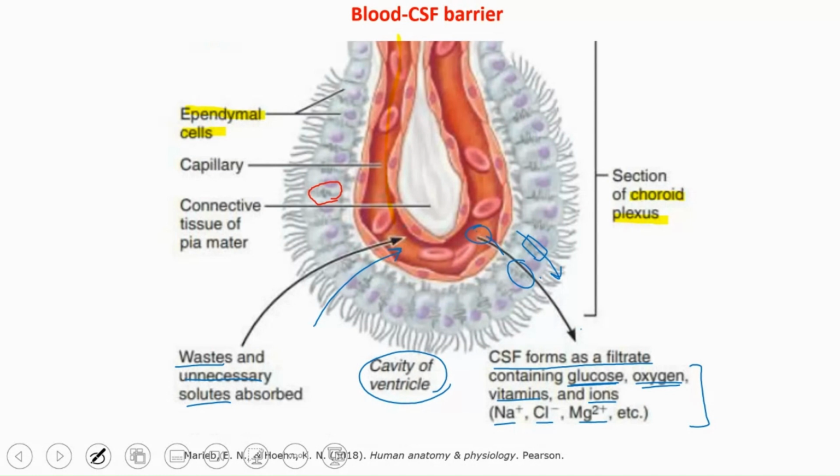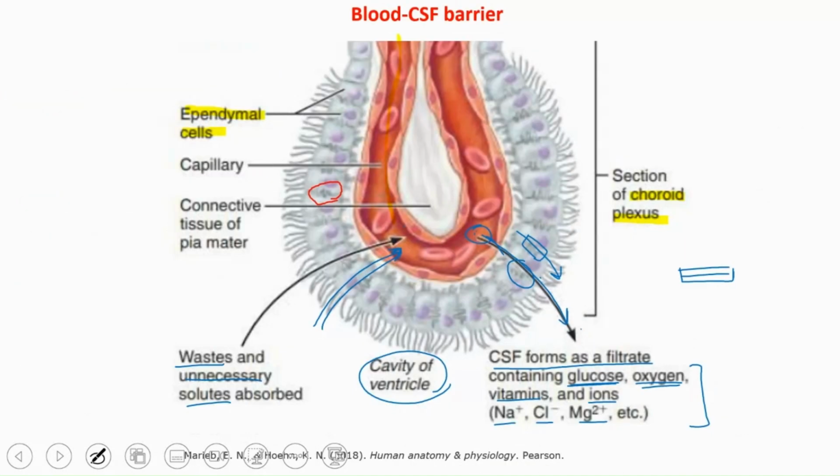We always want to maintain a good ion and solutes concentration within the CSF, because here in the CSF we have neurons, so we don't want to expose the neurons to unwanted or unnecessary substances. We want to stabilize the environment so that neurons are kept healthy. So any wastes will be going back to the blood, and only necessary ions and molecules will diffuse from the blood through the ependymal cells to the CSF pool.